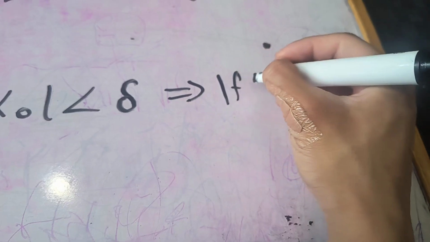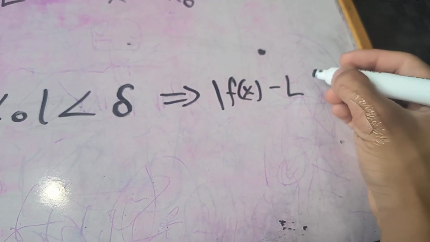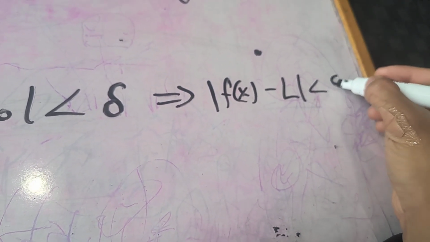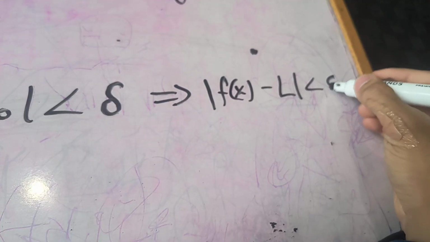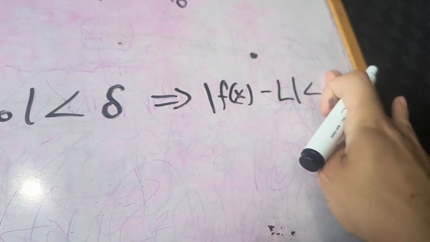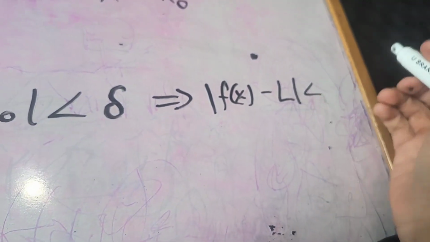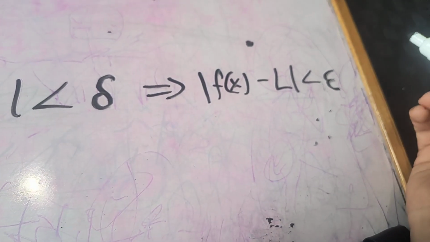absolute value of f of x minus L less than epsilon. Epsilon. Something like that. I'm going to draw it like this. That's how I'm going to draw epsilon.